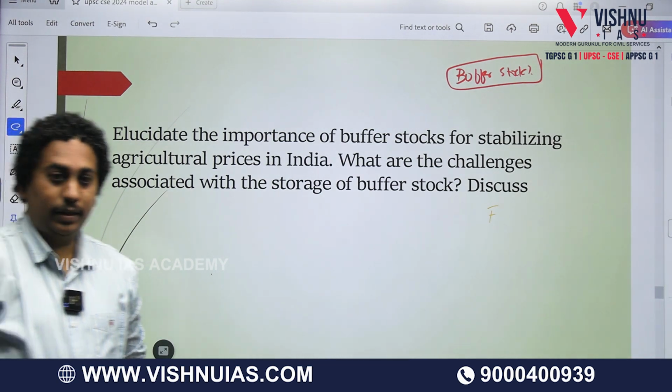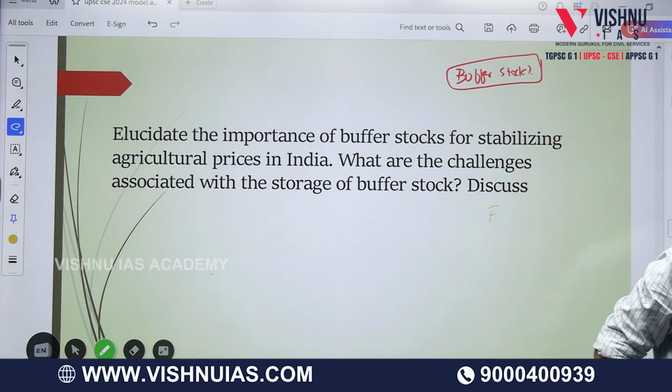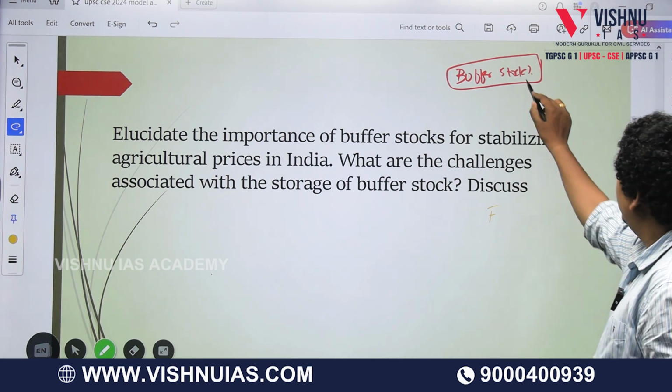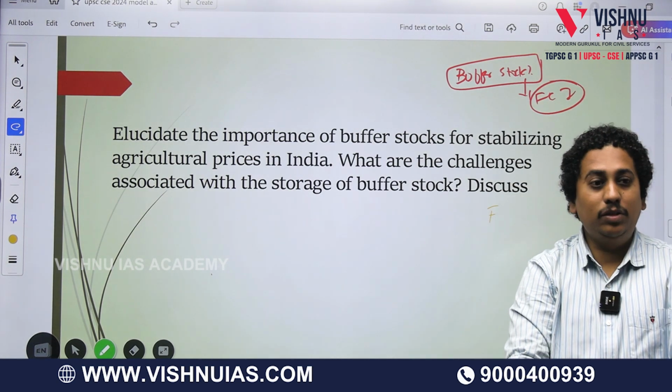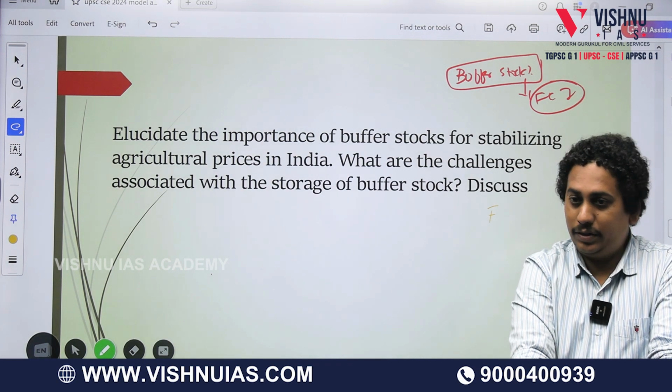Okay. Who will have this component of buffer stock? Who will hold the buffer stock? The surplus stock that is there, that will be with whom? FCI. Where do we use this term buffer stock? Within the context of FCI, Food Corporation of India.